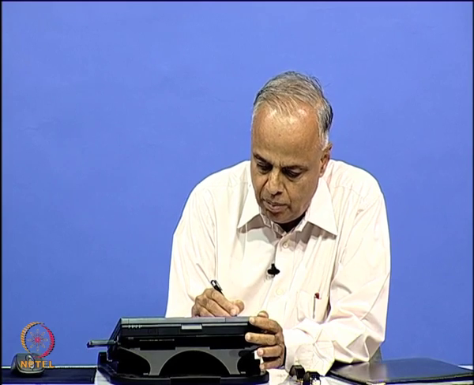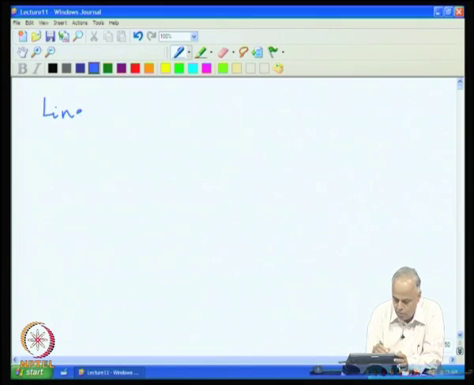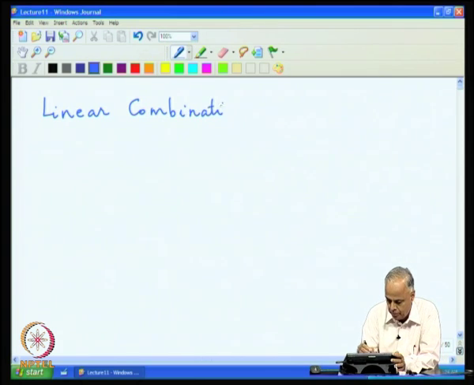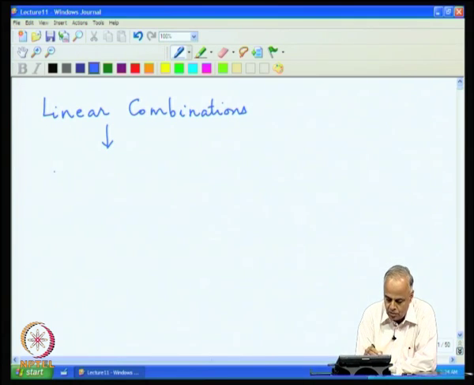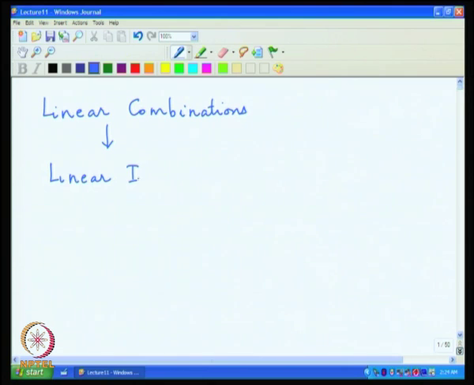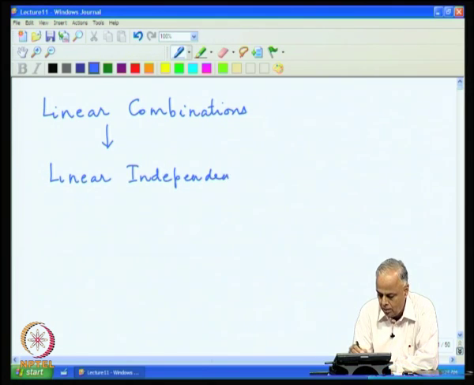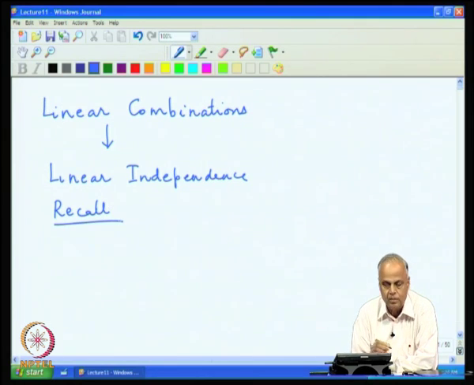In the last lecture, we introduced two important notions. The first one was the notion of linear combinations. As a consequence, this led us to the notion of linear independence. Let us recall the definition of linear independence.